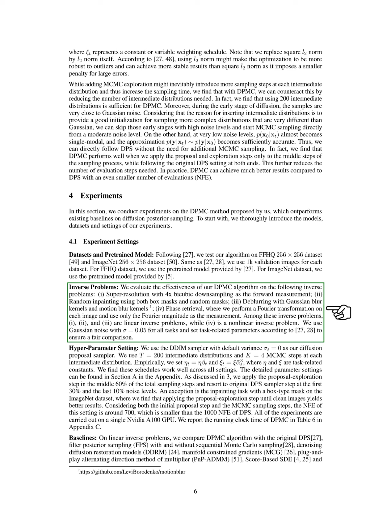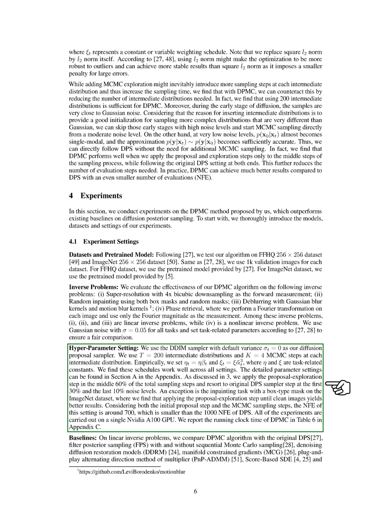We assess the effectiveness of our DPMC algorithm on several inverse problems. I. Super resolution with 4 times bicubic downsampling. II. Random inpainting with both box and random masks. III. Deblurring using Gaussian and motion blur kernels. And IV. Phase retrieval, where we apply a Fourier transformation and only use the Fourier magnitude for measurements. The first 3 problems are linear, while the fourth is nonlinear. We introduce Gaussian noise with a standard deviation of 0.05 for all tasks and adjust parameters accordingly for fair comparisons.